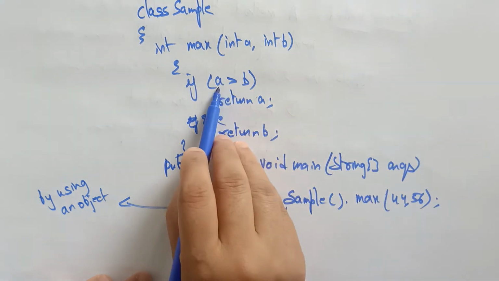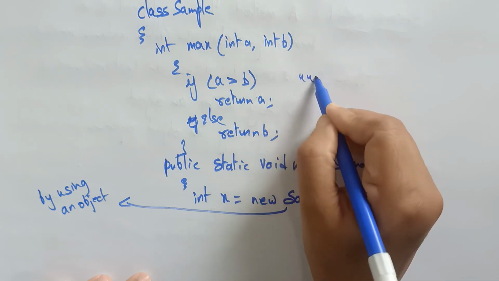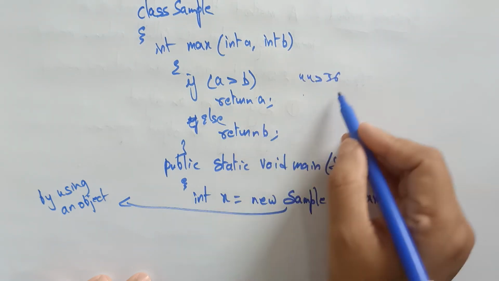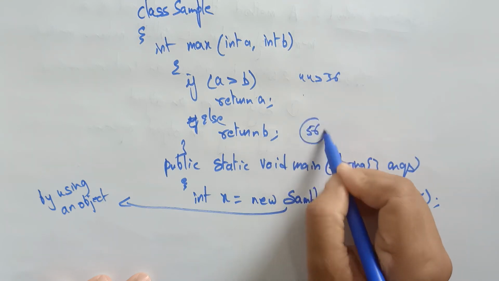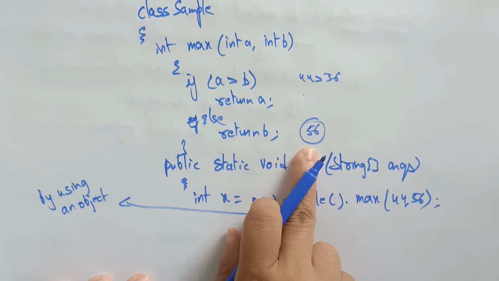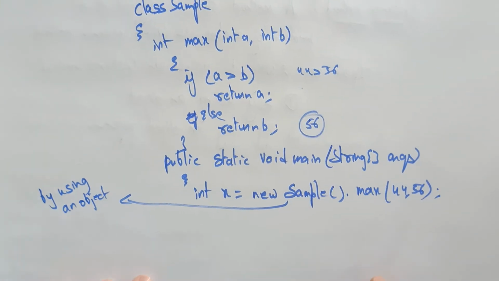So it just checks if 44 is greater than 56. Is it true? No, it is not true. So it returns the b value. So what is the b value? 56. So in the maximum of 44 comma 56, the maximum value is 56. That is going to be printed.